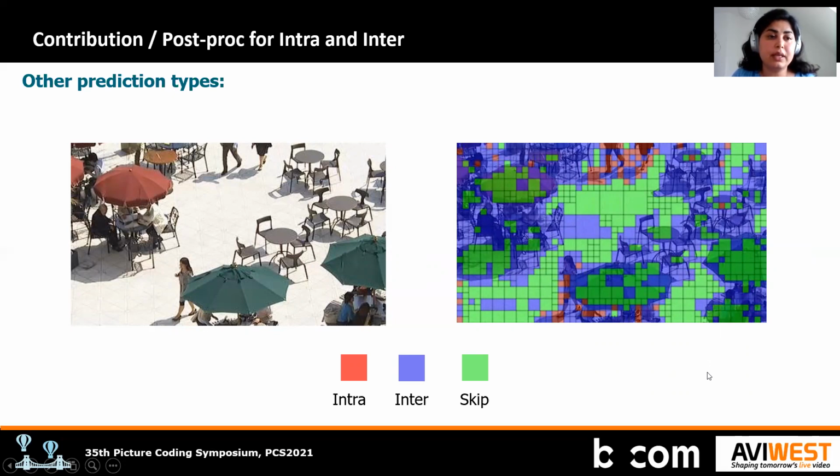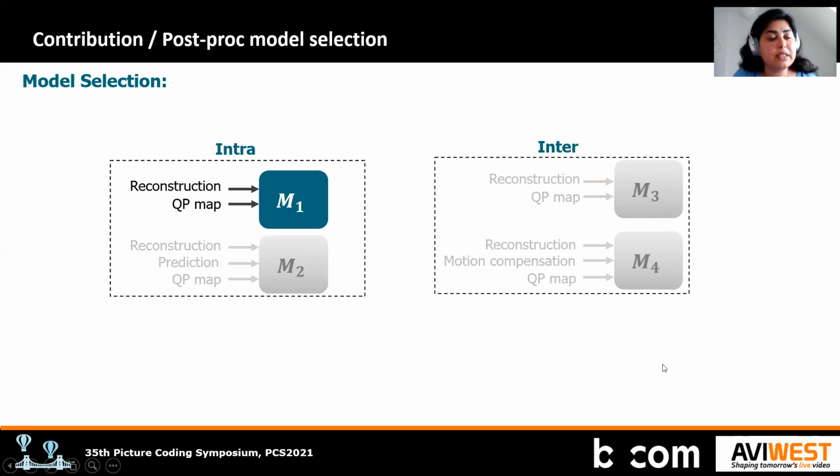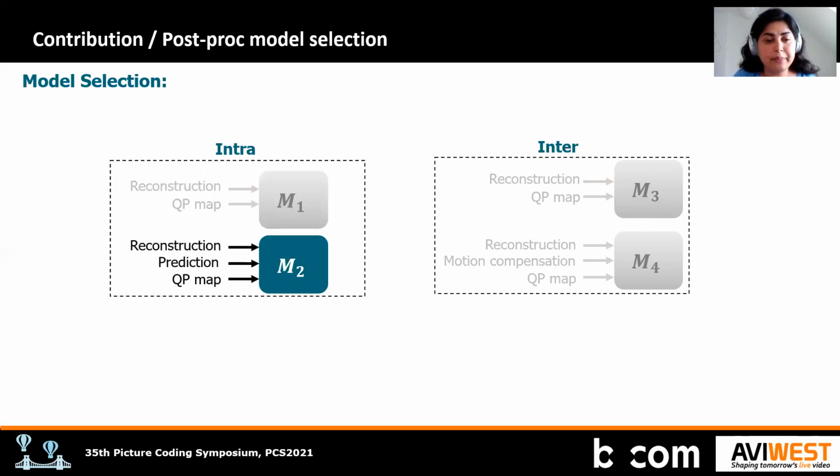So we observed in our experiments that these blocks are not properly enhanced by the dedicated network, which is trained for intercoded frames. So to overcome this problem, we trained 4 different models, 2 for intracoded frames and 2 for intercoded frames. First of them was for intracoded frames, which we fed the network with reconstructed frames and also the quantization parameter map. The second model was fed by reconstruction signal, prediction information, and also the quantization parameter map.